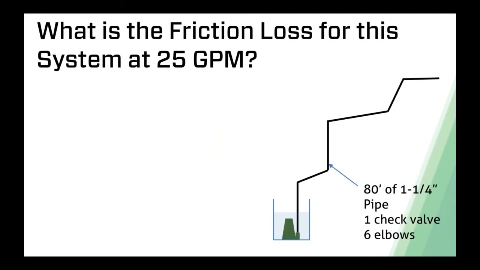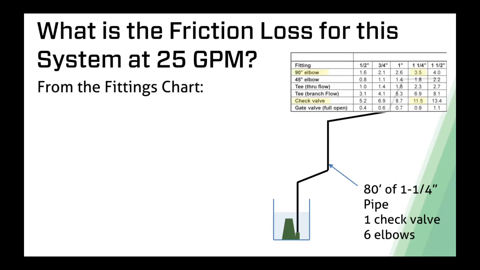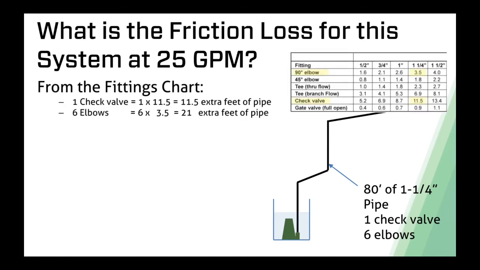So if we look at an example here, and we wanted to know what's the friction loss for this system, the system being 80 feet of 1 1/4 inch plastic pipe with 1 check valve and 6 elbows. We want to know what the friction loss factor is if we push water at 25 gallons a minute through this system. So from the fittings chart that we were just looking at, we'll start with the fittings. We said here in this little example that we've got one check valve and 6 elbows.